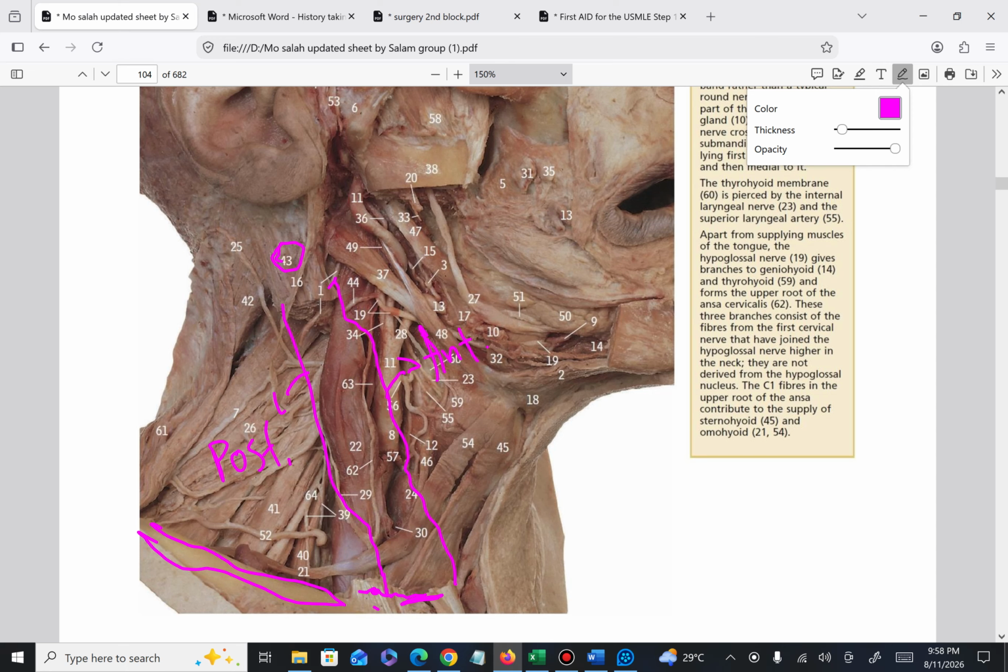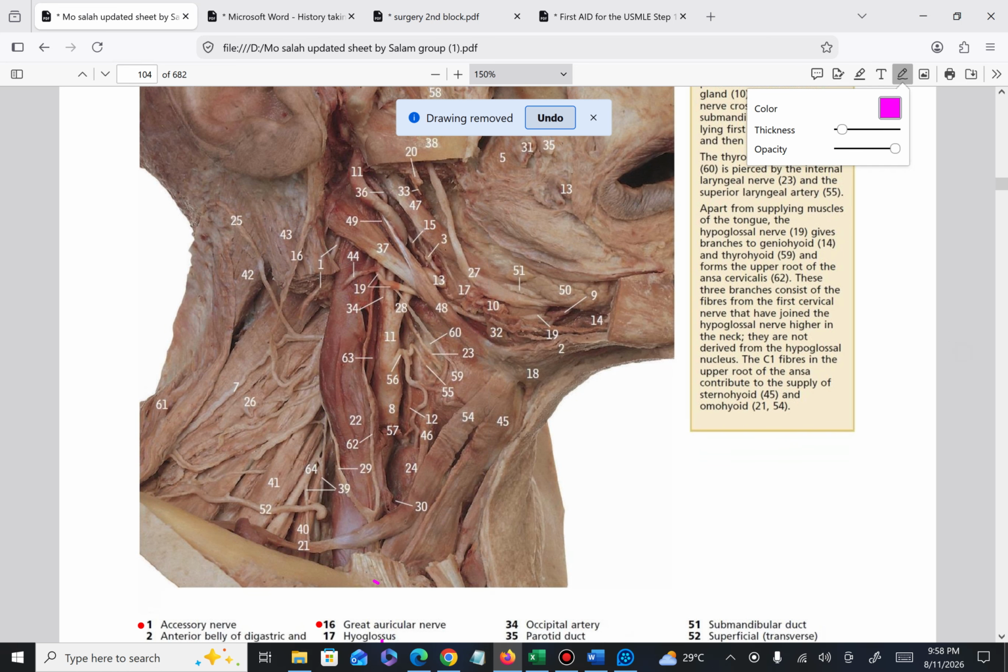Then the boundaries of the posterior triangle. Anteriorly is the posterior border of the sternocleidomastoid. Then posteriorly is the trapezius muscle. The apex is formed by the meeting point of these two muscles, the sternocleidomastoid and the trapezius. And the base is formed by the clavicle. So this is the clavicle. This is the posterior triangle of the neck.